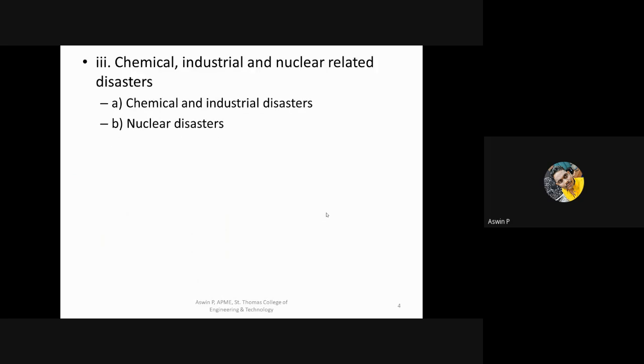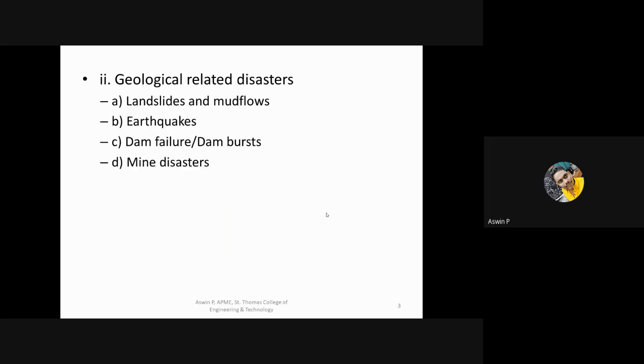There is another classification, that is chemical, industrial, and nuclear related disasters. Please note down these geological related disasters. Only four things. First one is landslide and mudflow. Second one, earthquake. Third one, dam failure or dam burst. Finally, mine disaster.